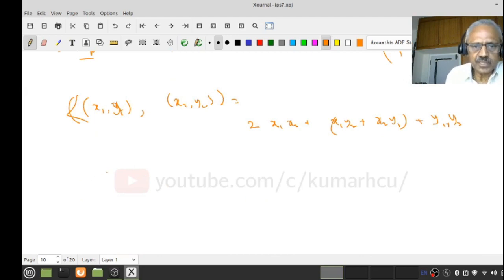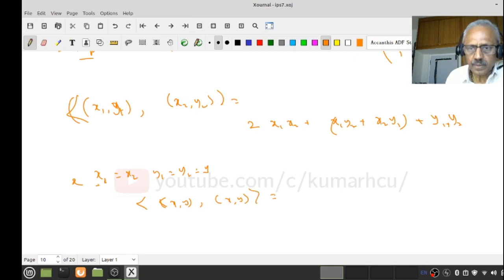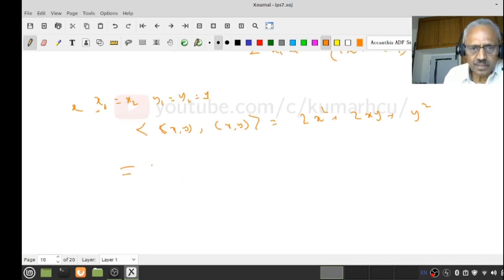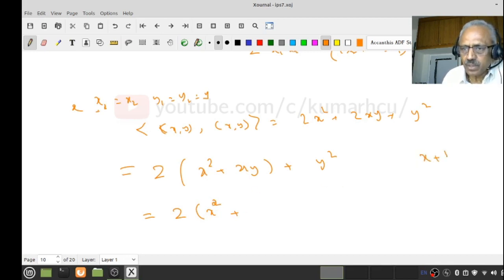Okay, and is it positive definite? Therefore, if x1 equal to x2 equal to x, and y1 equal to y2 equal to y, then the inner product of (x, y) with (x, y) equals 2x squared plus 2xy plus y squared, right? I'm just doing it. Okay, we did this with the A transpose A, but I asked you to look at something on your own. I'm not sure how many of you did that. I know my students well, right? Therefore, take 2 out, then complete the square, that is x squared plus xy plus y squared. Therefore, this I can write as 2 into x squared plus, how do I do that? You can write this as x plus half of y whole squared.